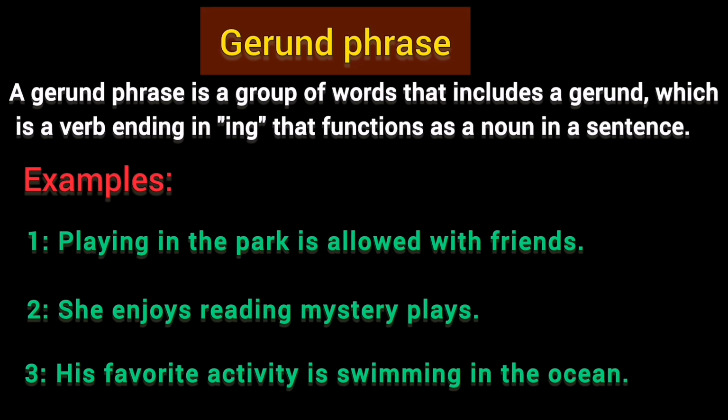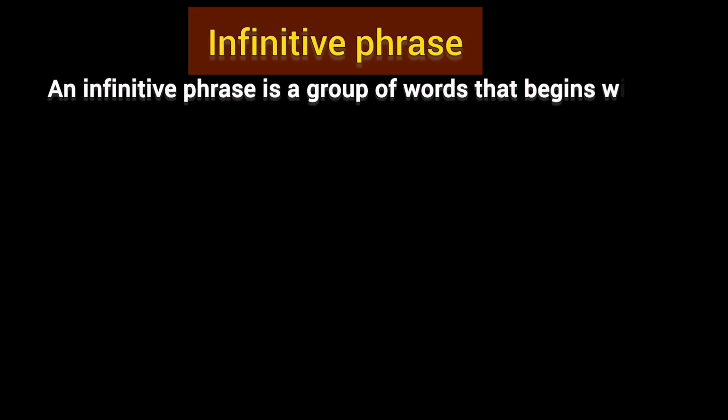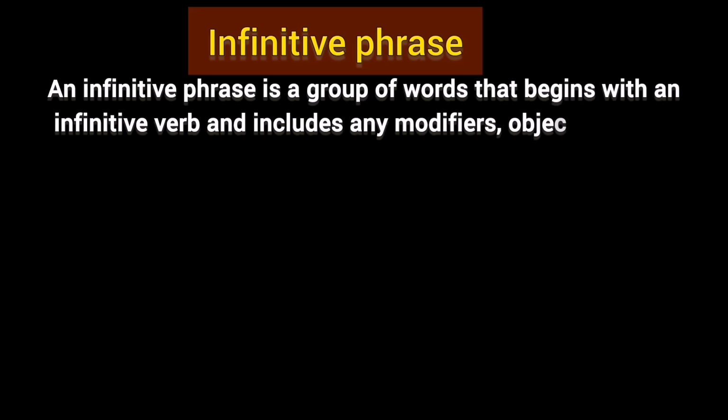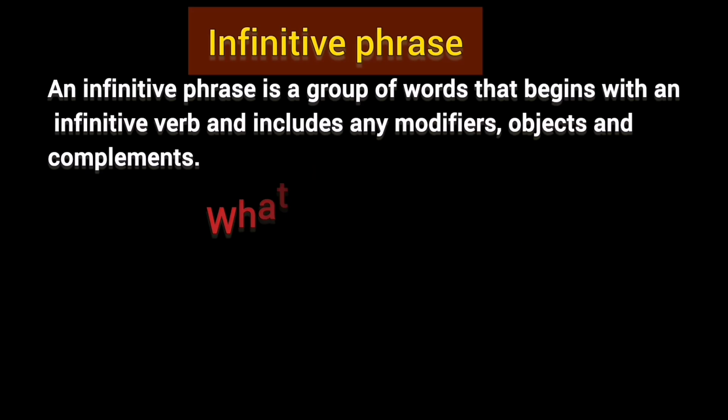The next verbal phrase is the infinitive phrase. An infinitive phrase is a group of words that begins with an infinitive verb and includes any modifiers, objects, and complements. What does it mean? Simply, it means that it is another type of verbal phrase which starts with an infinitive and it has its own modifiers, object or a complement.